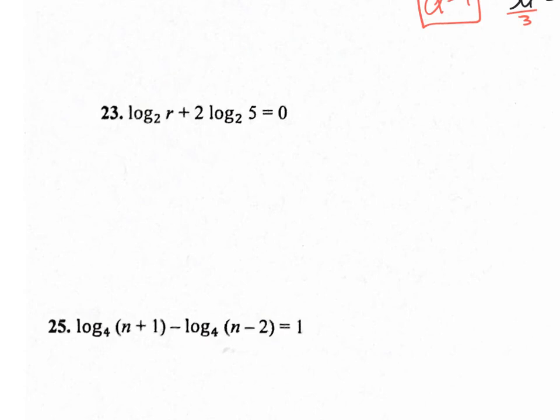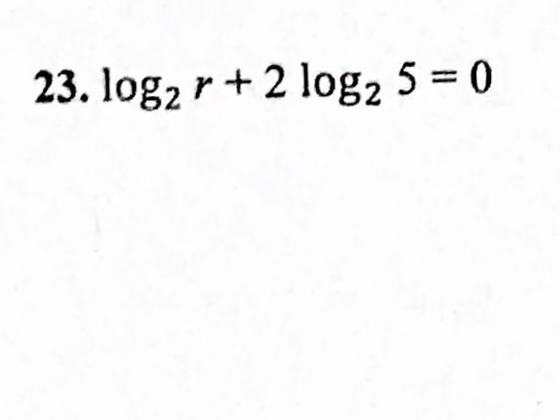Jumping to 23. Where's 23? Down here. What two properties will I use on 23? Quotient? Power and product, right? So let's go with power first, because the only way you could do product property is if you have log base 2 plus log base 2. And we don't have that. We have log base 2 plus 2 times log base 2. So that multiplication of 2 is messing us up right now.